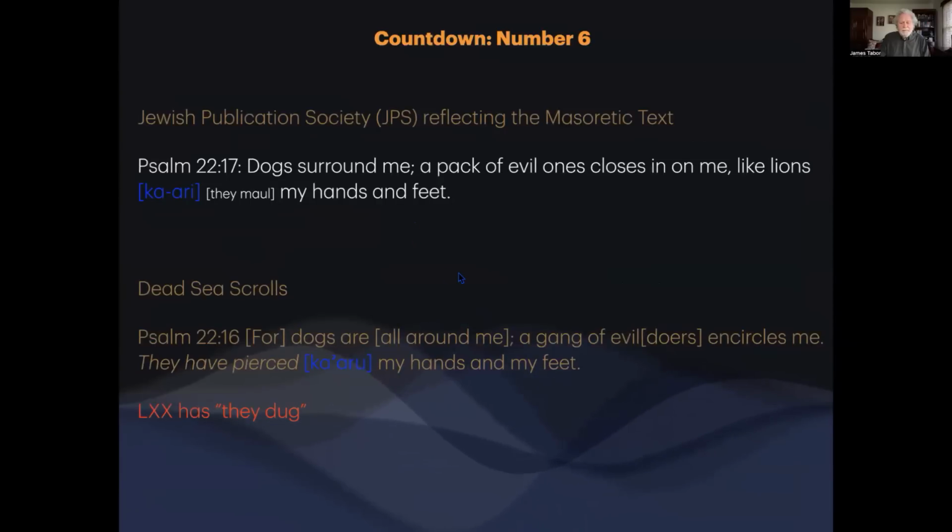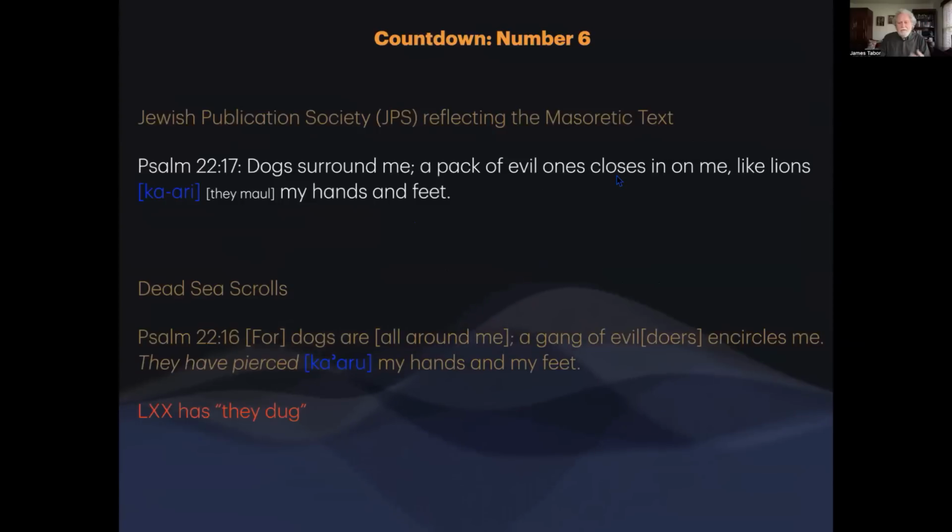Number 6 is very important to Christians because in the standard Hebrew text, it talks about King David being persecuted, and he says, "Dogs surround me, a pack of evil ones closes in on me like lions," and then there's no verb. "Like lions, my hands and feet." So it's understood, like lions, what? They claw me, they claw my hands and feet.